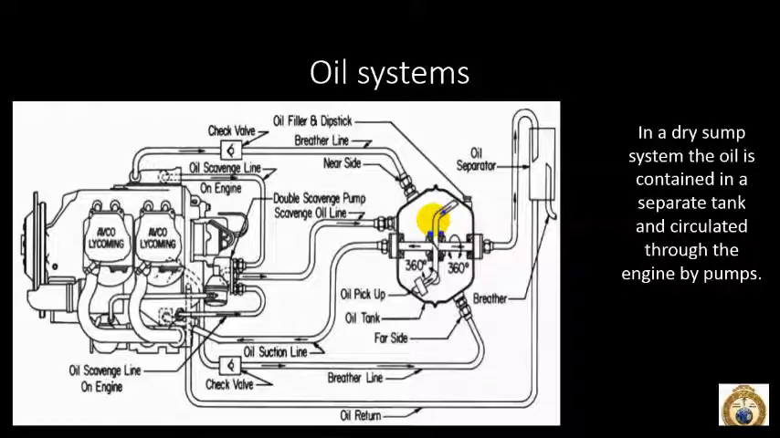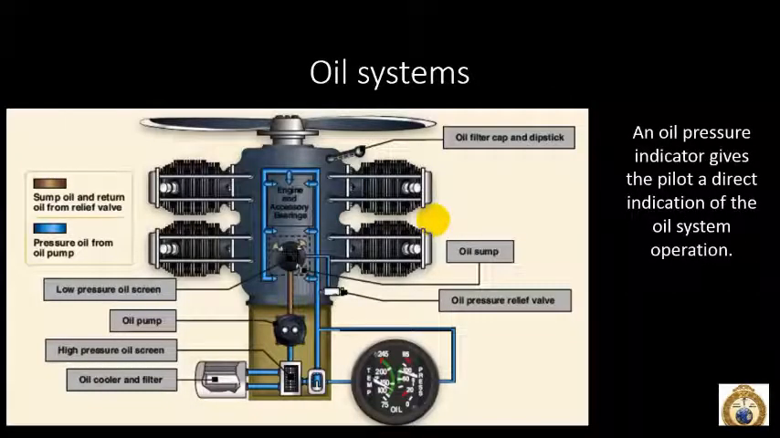So that's really the major thing we need to be cognizant of: what type of sump is your aircraft, the particular aircraft that you're flying, because all that information is in the POH. It will tell you. For our oil system, our oil pressure indicator gives us a direct indication of what's going on with the oil system.